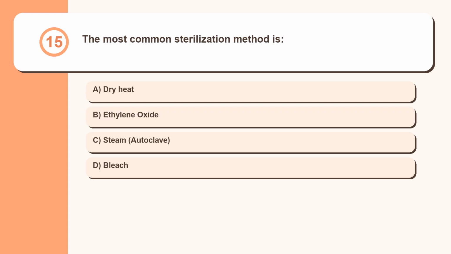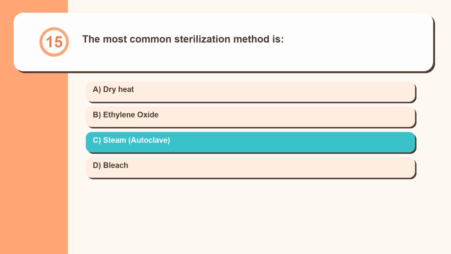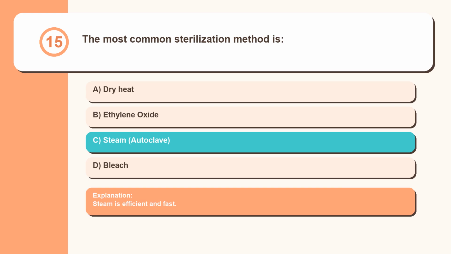Question 15. The most common sterilization method is dry heat, ethylene oxide, steam, autoclave, bleach. Answer: steam, autoclave. Steam is efficient and fast.